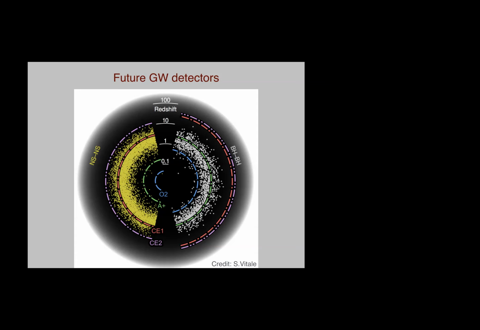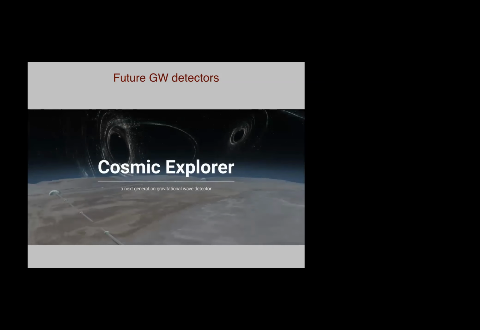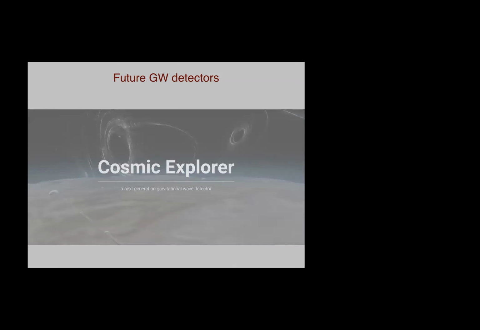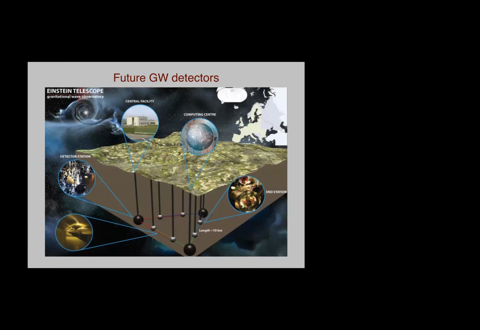So the question is now, if you draw the same plot for future detectors, how is it going to look? There are two future detectors. Cosmic Explorer is basically LIGO, but with a 40-kilometer arm instead of 4 kilometers. And there is the Einstein Telescope, which is a triangle with a length of 10 kilometers each, underground. This is a proposed detector. So these two are the main detectors that have been much discussed in the literature.